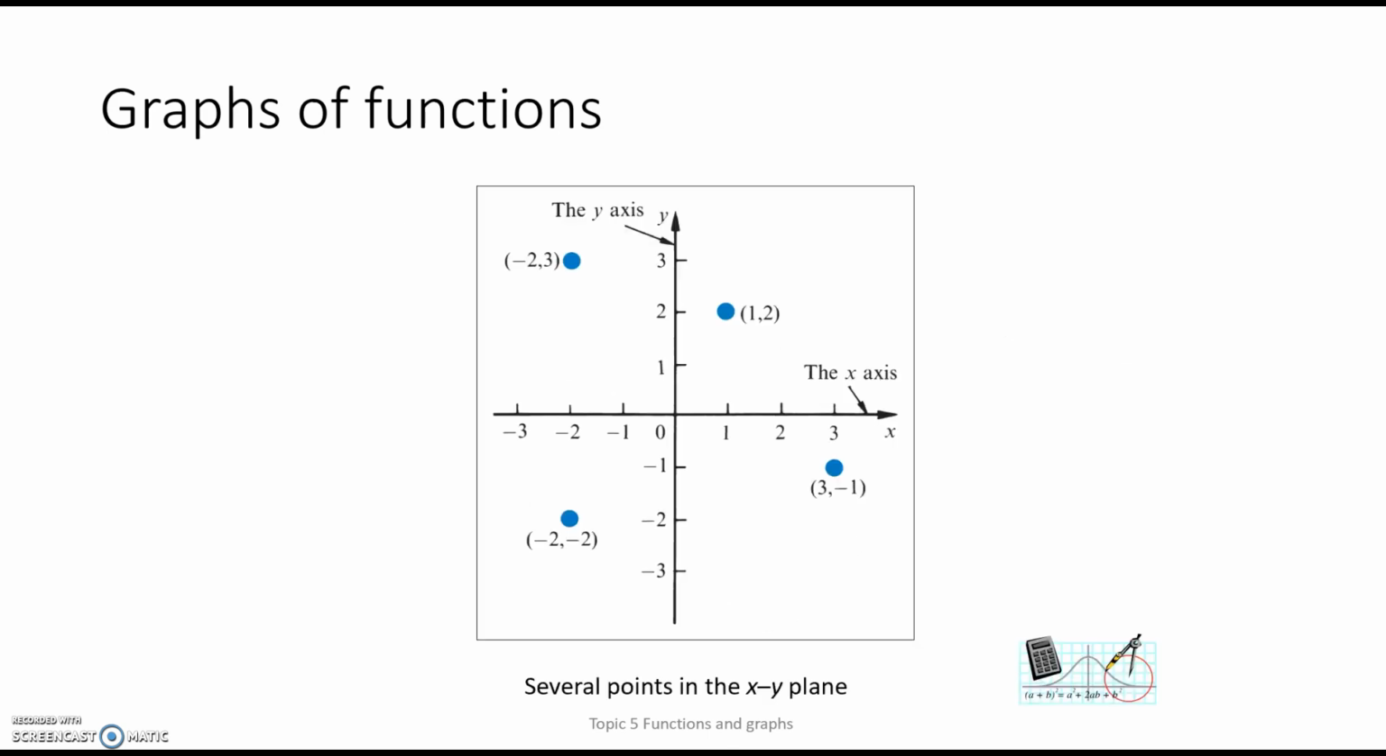So each point has a unique address. So 1, 2 means 1 out and 2 up. And 3, -1 means 3 out and 1 down. So you get the idea that negative in the y direction is down, and negative in the x direction is to the left.